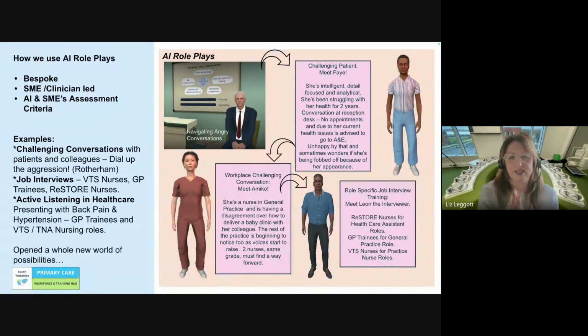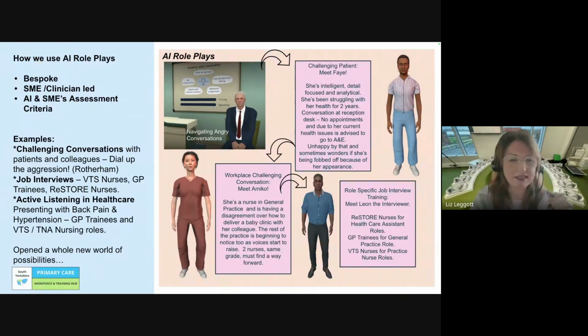Okay. So looking again at our navigating angry conversations. This is our sergeant major that you can see there at the top left. I love this guy, and I'm sure, as a practice manager back in quite an affluent area of Doncaster, I knew this guy. He was a patient of mine, and I met him.